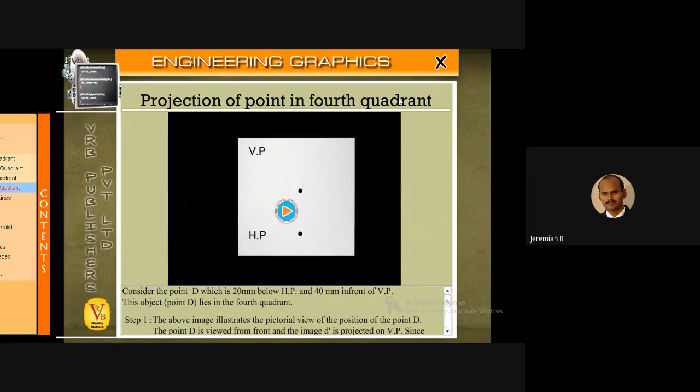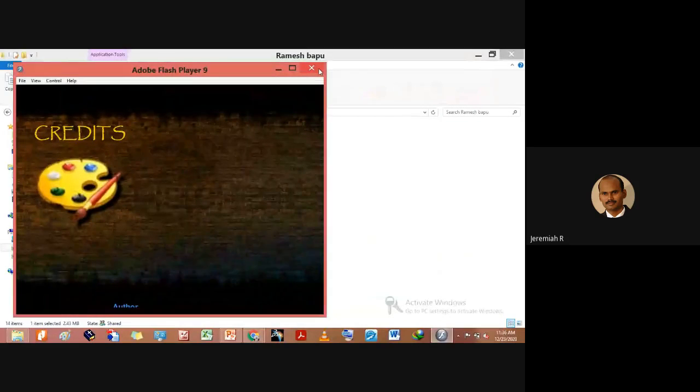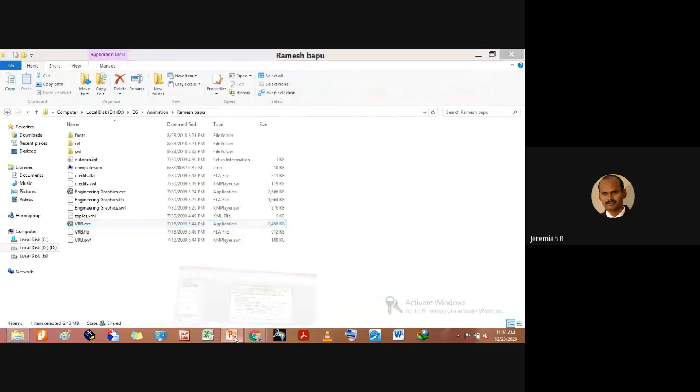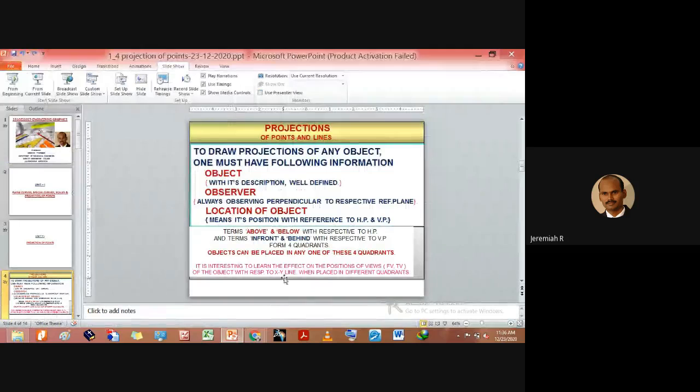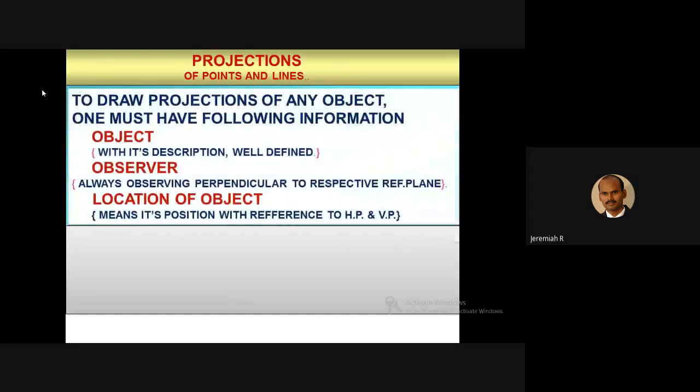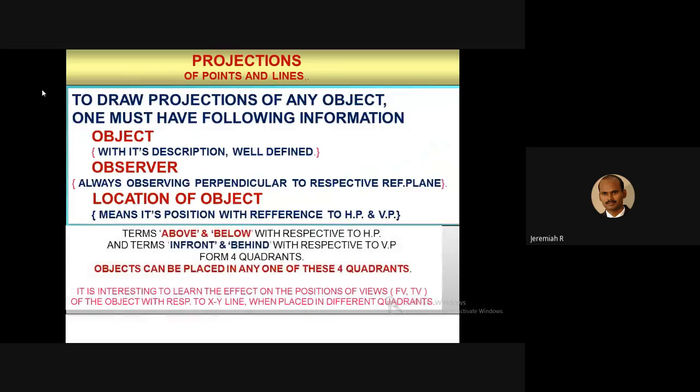Okay. So with this background, let's continue with the PPT. There are three pieces of information required: object, observer, and location of the object. A point is above or below. A point may be above HP or below HP. A point may be in front of VP or behind VP.